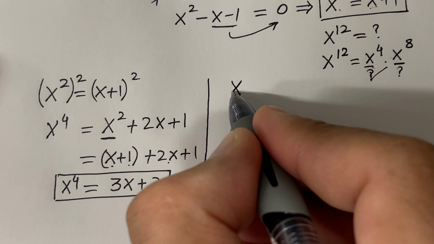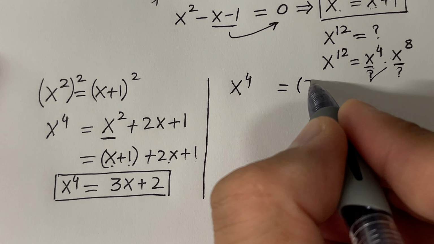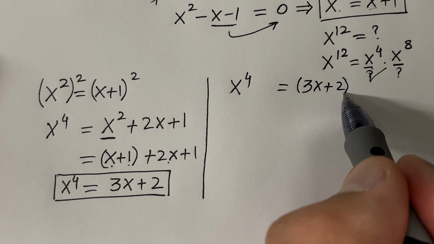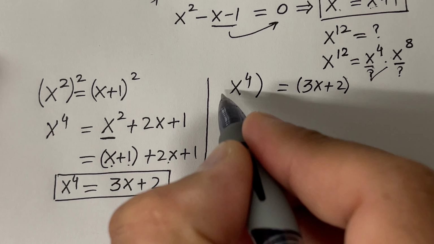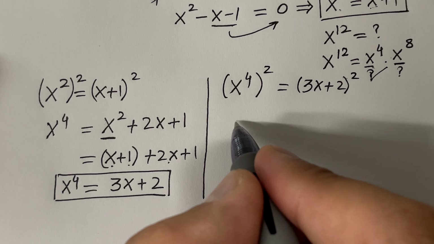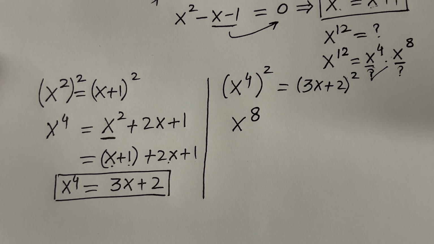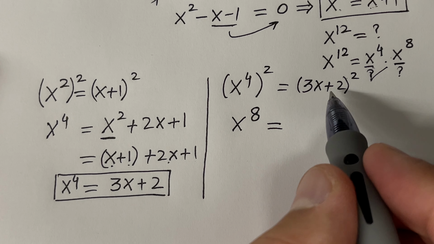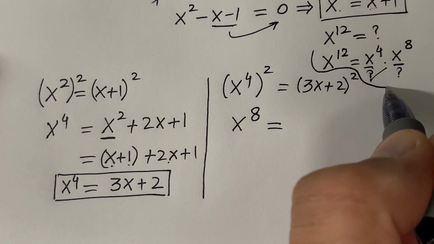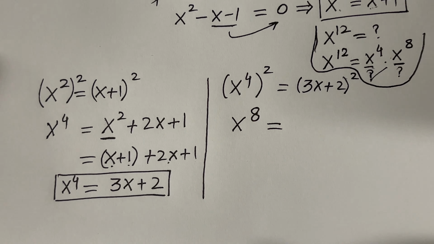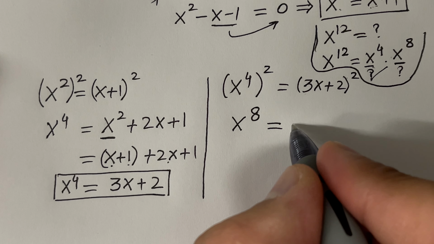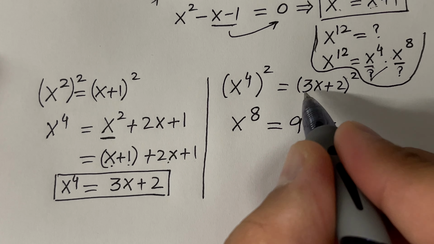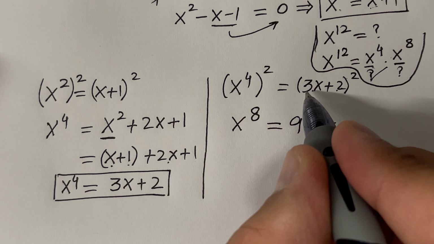Here we have x raised to the power 4 equal to 3x plus 2, and we want to find the value of x raised to the power 8. If you take squares on both sides, then the left hand side is x raised to the power 8, and on the right hand side we will use the formula (a plus b) whole square. So a square means 9 times x raised to the power 2 plus 2 times this guy times this.